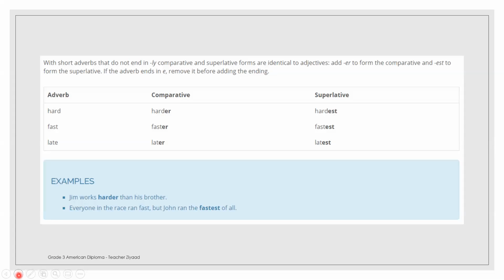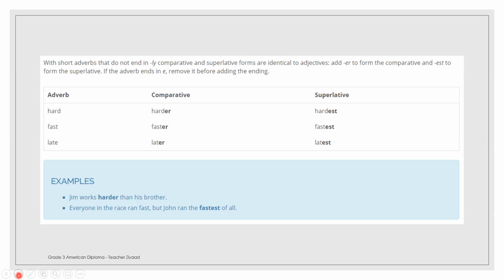The very first set of rules for comparative and superlative adverbs: remember that when adverbs describe how things are taking place, they end in ly, right? With short adverbs that do not end in ly, comparative and superlative forms are identical to adjectives. Exactly the same as the previous lesson that we did in the classroom about comparative and superlative adjectives. We add an er to the end of the word for the comparative form, and we add an est to the end of the word for the superlative form.